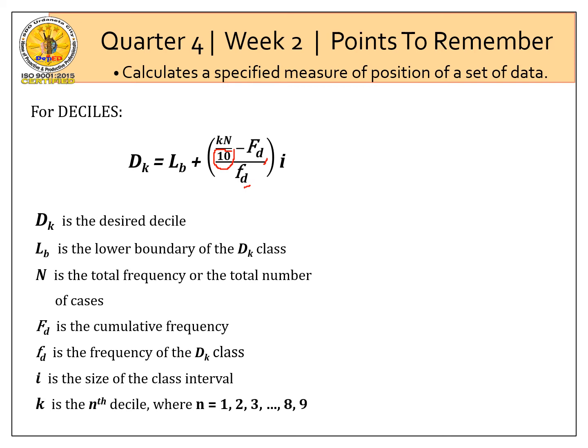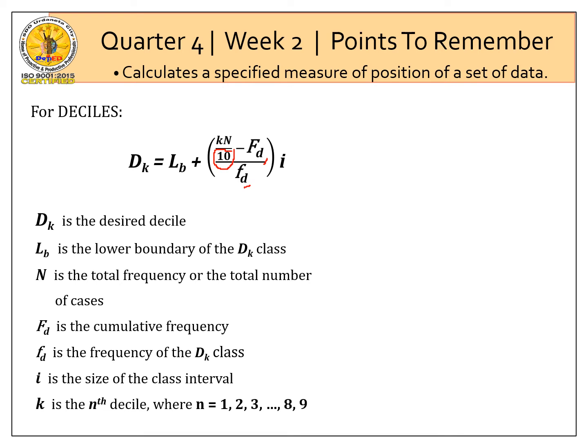Where d sub k is the desired decile, L sub b is the lower boundary of the decile class, n is the total frequency or the total number of cases, capital F sub d is the cumulative frequency, small f sub d is the frequency of the decile class, I is for the size of the class interval, k is the nth decile where n is equal to 1, 2, 3 up to 9.